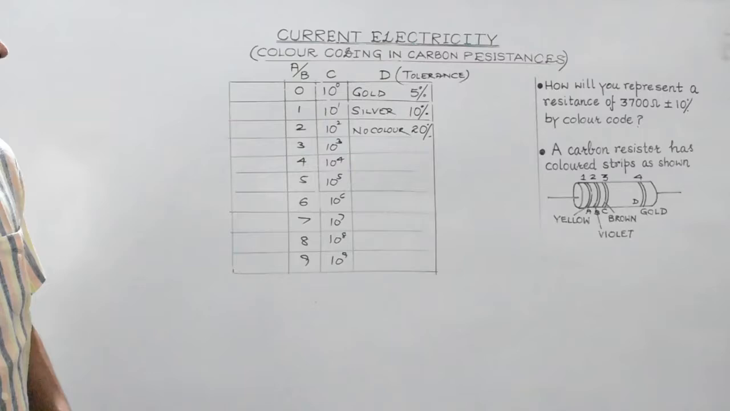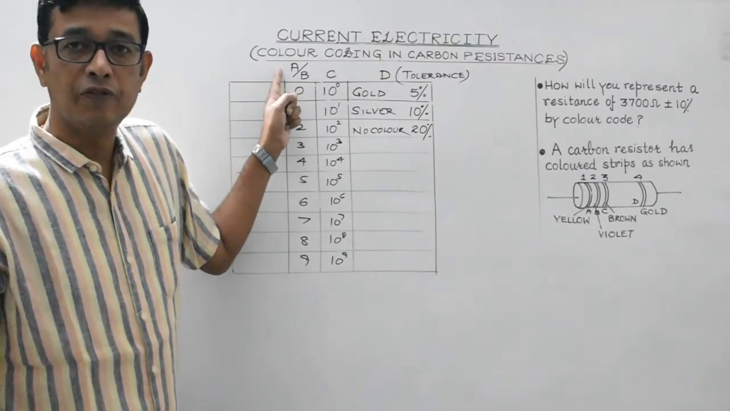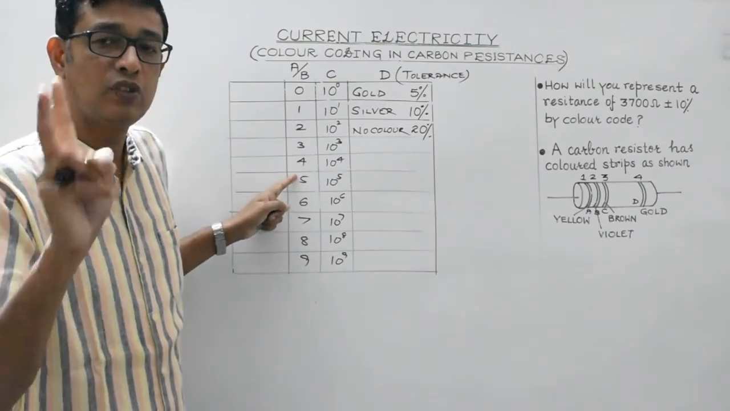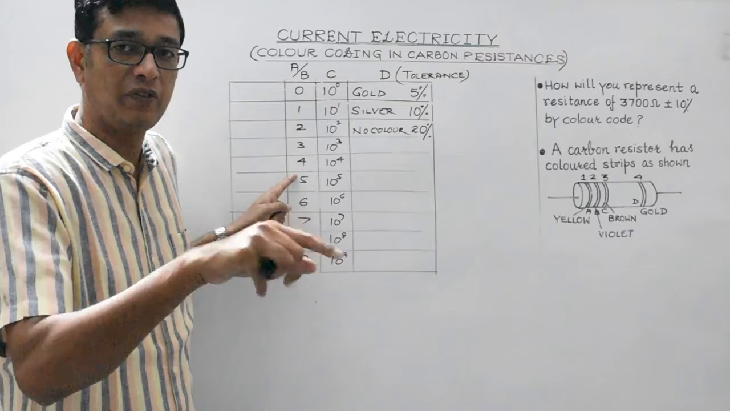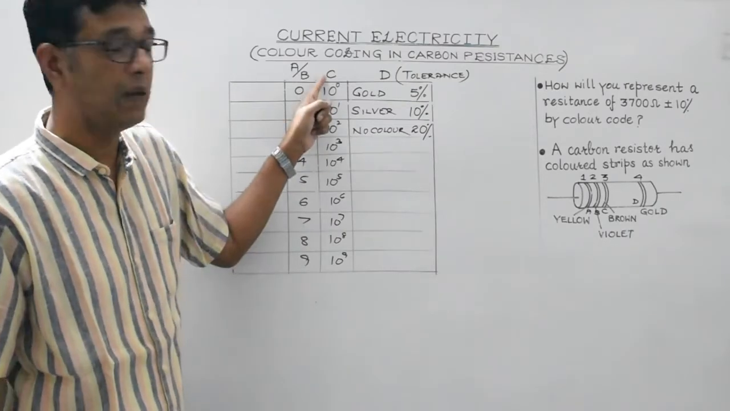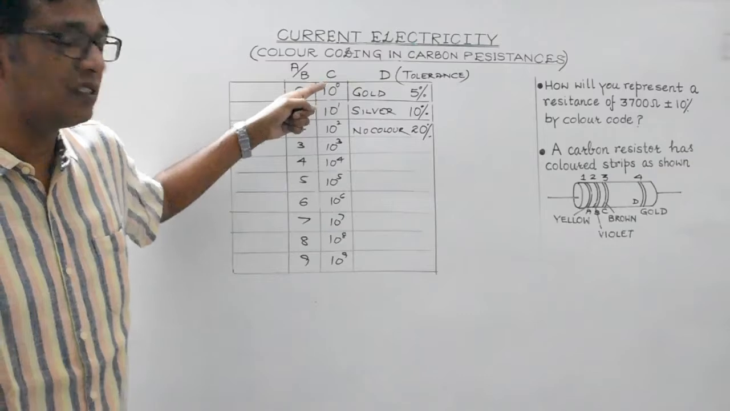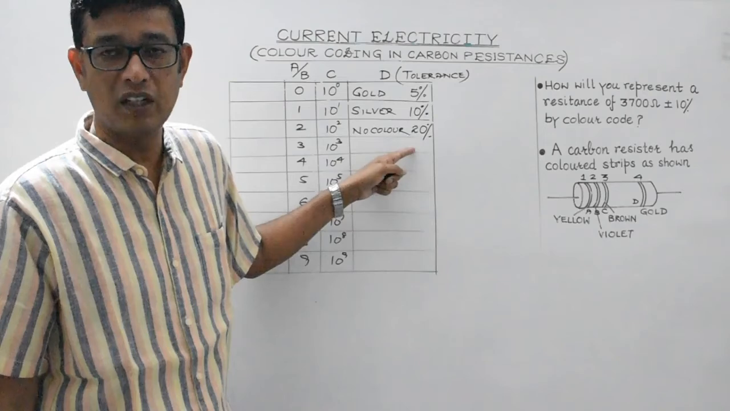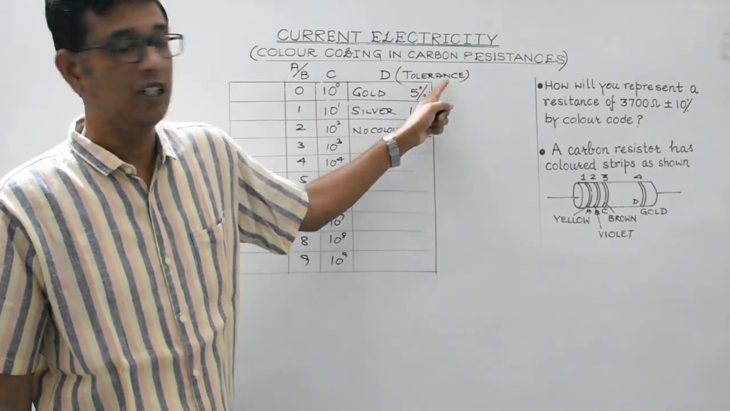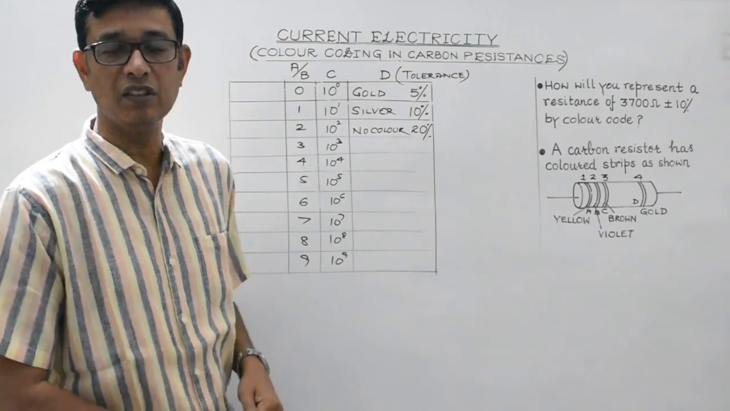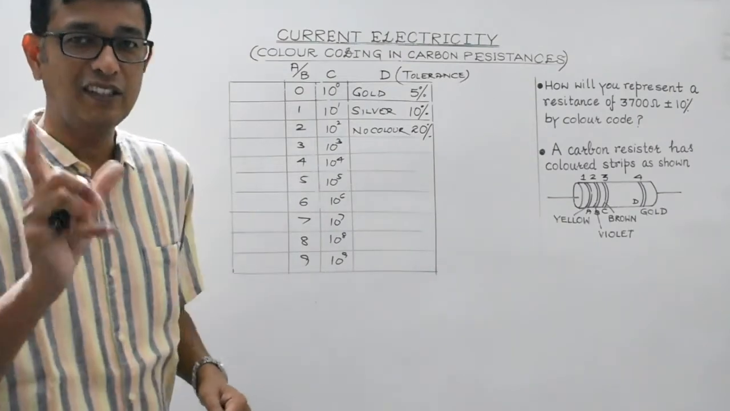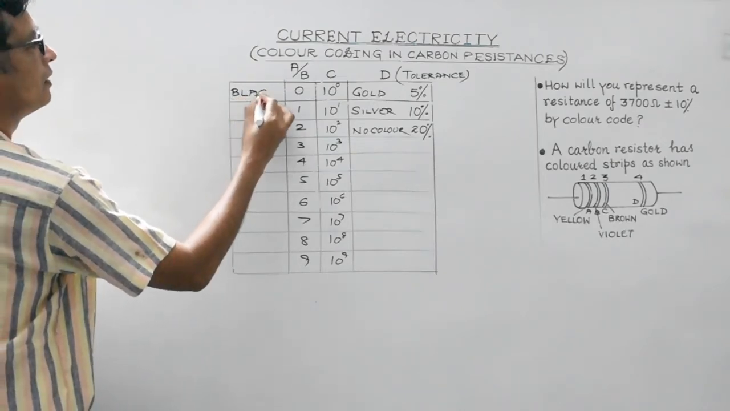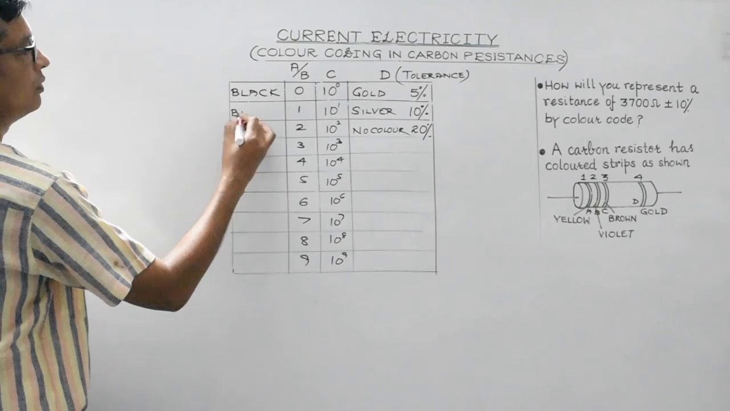So the first two concentric colored bands represent the first two significant digits of the value of resistance in ohm. The color of the third band represents the decimal multiplier. And the fourth one, which may be either gold, silver or no color at all, represents tolerance. It may be either 5%, 10% or 20%. Now students, the sequence of colors is important, and you need to remember it. First one is black. Next is brown.